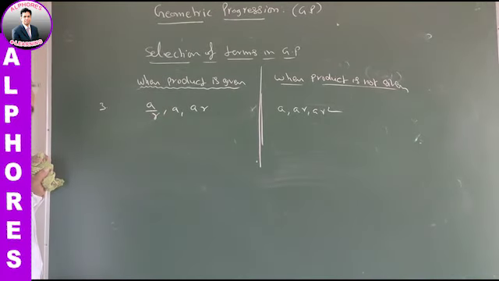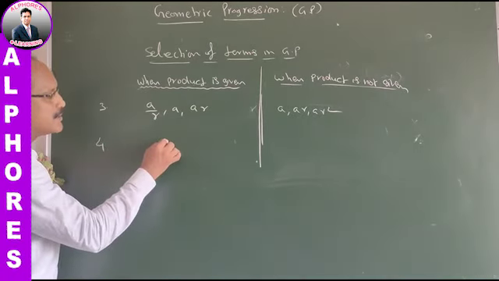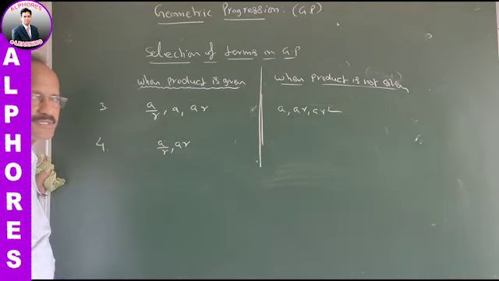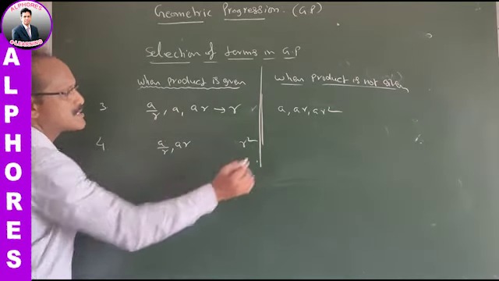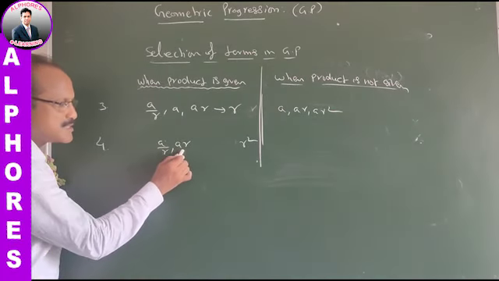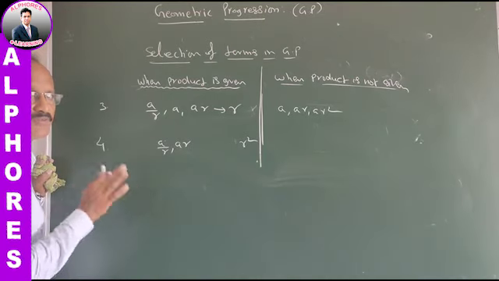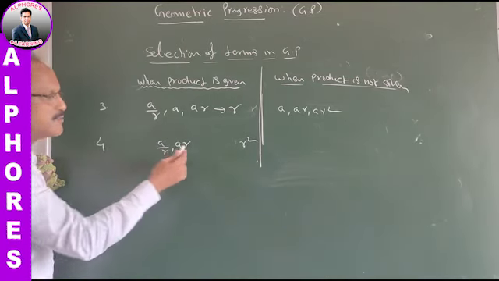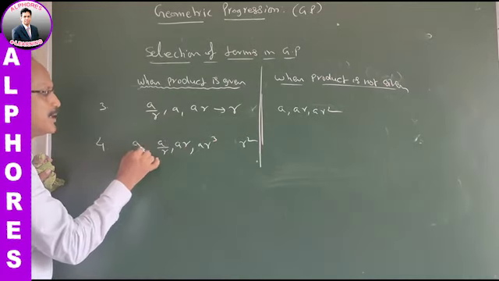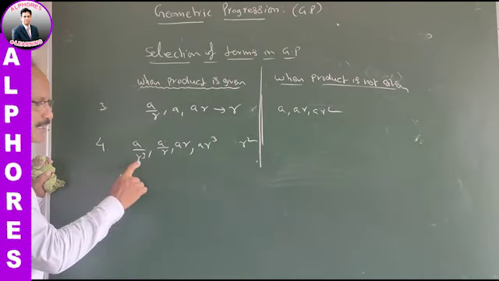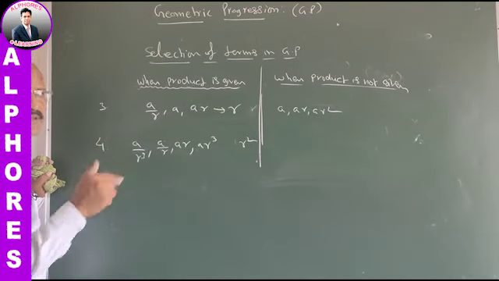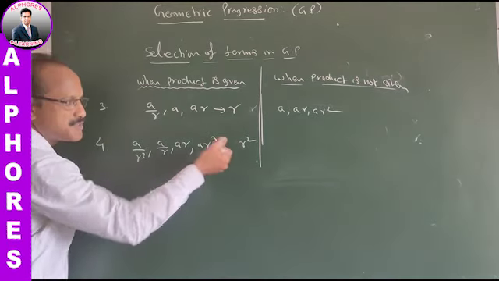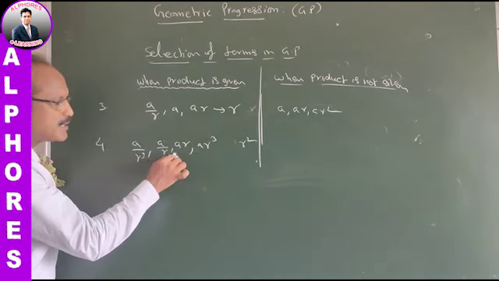If you choose an even number of terms, that is 4 terms of a GP, then maintain the middle terms as these two terms. Here the common ratio is R square. So fix the two middle terms of this GP when an even number of terms is considered. Then the remaining terms are AR cube and A by R cube. These are the selection of 4 terms when the product is given. Of course, the common ratio should be R square.